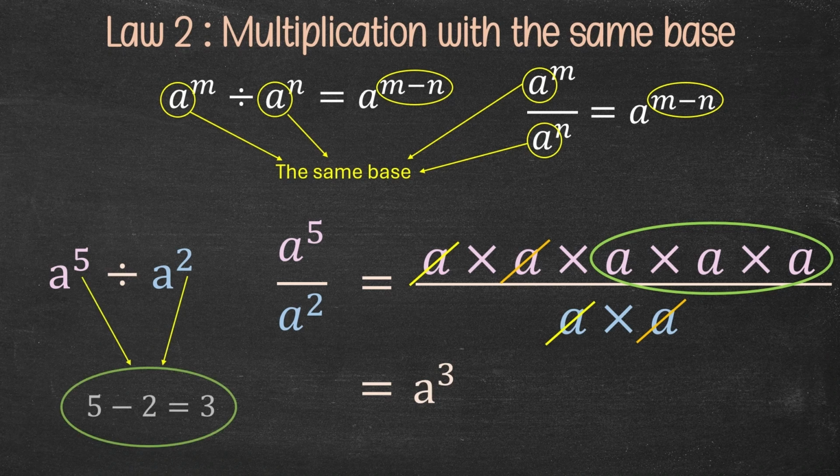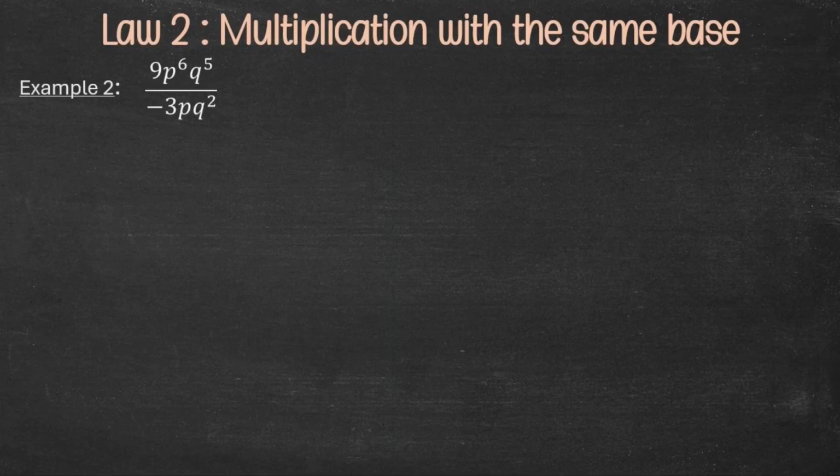And if we look at the exponents, we subtracted them. 5 minus 2 equals 3. That is why law 2 says when we divide powers with the same base, we subtract the exponents. Let's do a quick example where we have to simplify this expression using the second exponent law. Again, we will work it out piece by piece so that we don't make unnecessary mistakes.